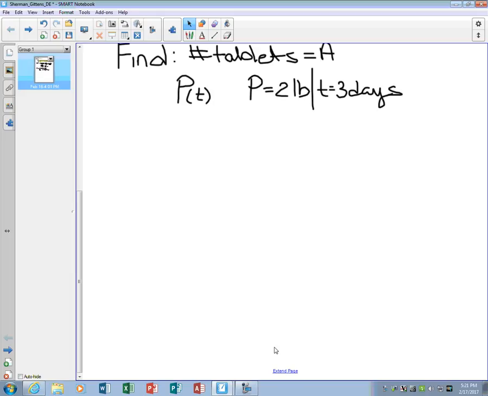Now I just want to state some assumptions. With all this, we're assuming that the tablets dissolve at a constant rate, and we're also assuming that everything is instantly mixed. With those assumptions made, now we can get to the problem and set this up. So, some analysis.